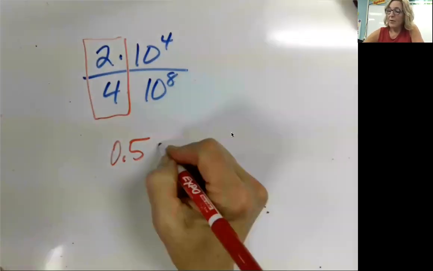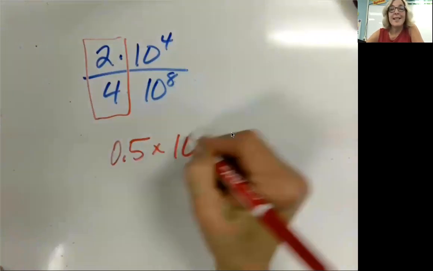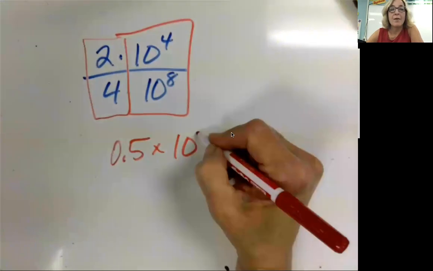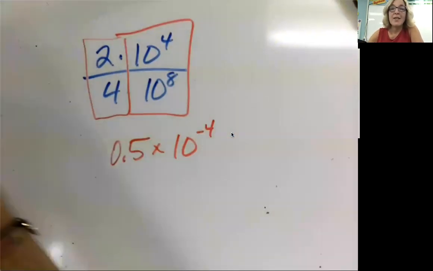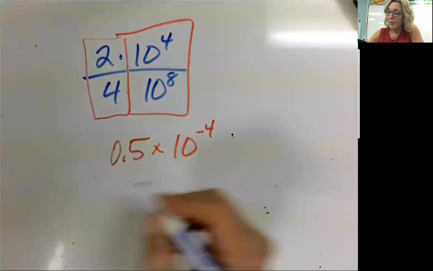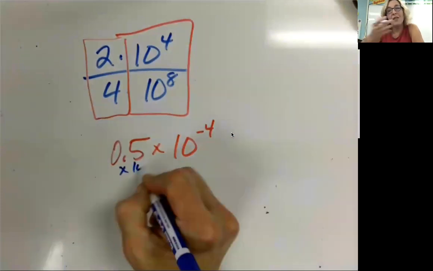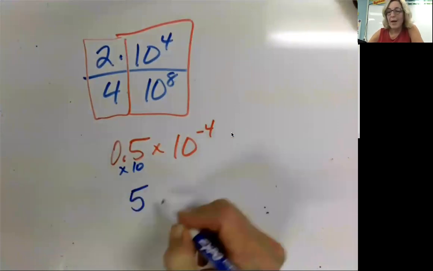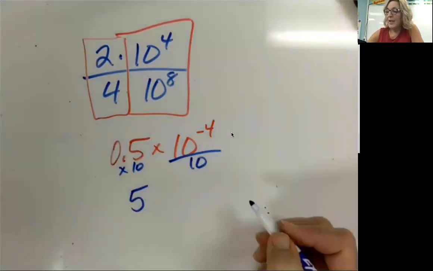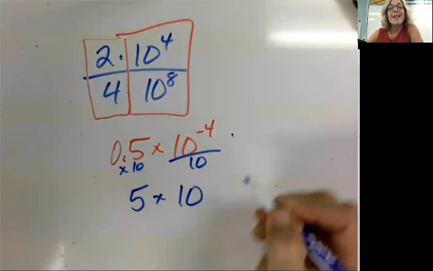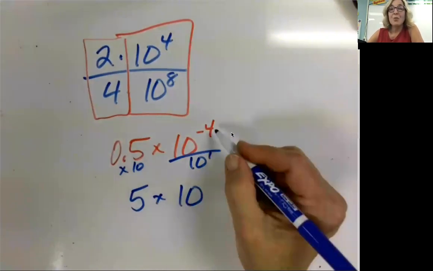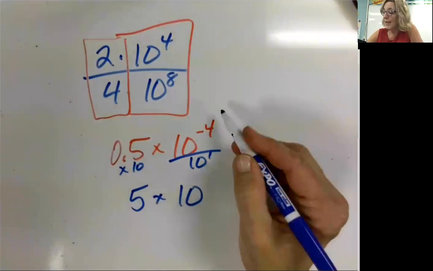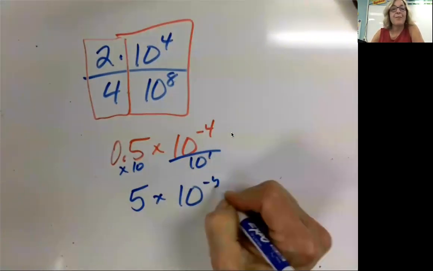Now, what about the power of 10? 10 to the 4th divided by 10 to the 8th. 4 minus 8 is -4, 10 to the -4th. But we are not in scientific notation yet. So we need to multiply the coefficient by 10 so that that 5 shifts over one place to get to the ones. And that means we need to divide this by a power of 10. So this is 10 to the 1st. 10 to the -4th divided by 10 to the 1st, we're going to subtract. So -4 minus 1 would be -5. There you go.